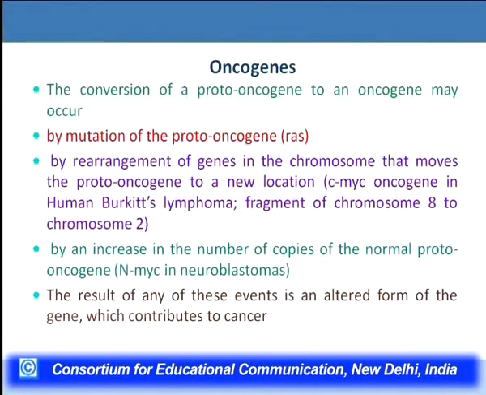Now, this conversion of proto-oncogene to oncogene might occur by mutation of the proto-oncogene, like seen in RAS, or by rearrangement of genes in the chromosome, which moves the proto-oncogene to a new location. Like the c-MYC oncogene found in human Burkitt lymphoma, which is caused because a fragment of chromosome 8 moves to chromosome 2. It might also be caused by an increase in the number of copies of the normal proto-oncogene, as seen in neuroblastoma, where there is an abnormal increase in the number of copies of the n-MYC gene. The result of any of these changes is an altered form of proto-oncogene, which will ultimately lead to uncontrolled division of the cell and formation of a tumor.